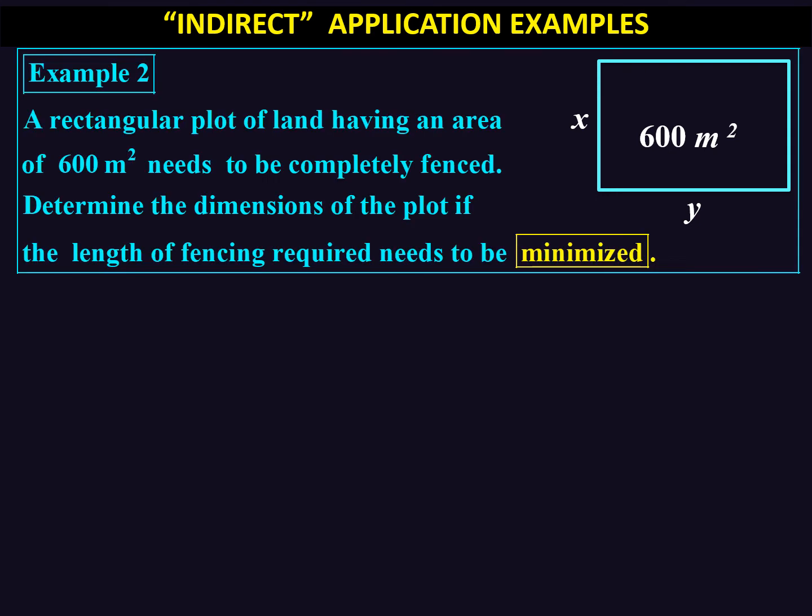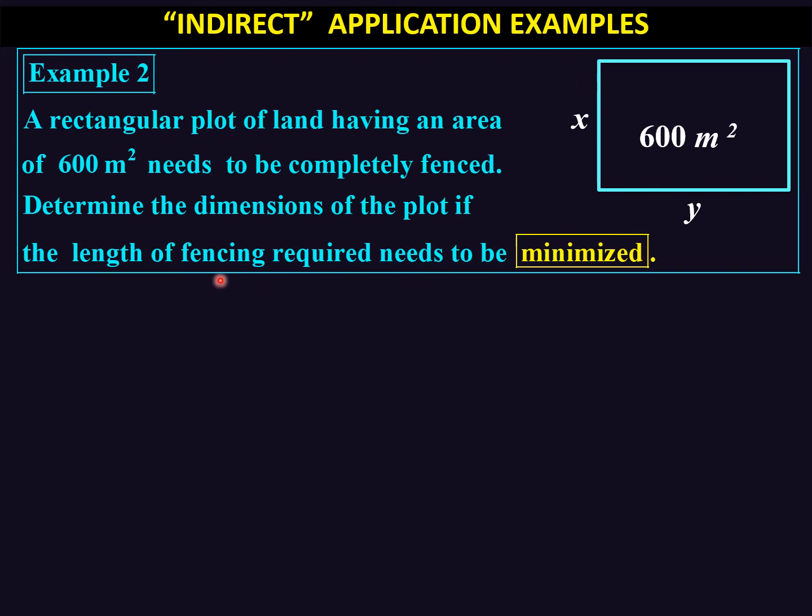Let's look at this problem here. We have a rectangular plot as shown here. There's a rectangular plot, and it has an area of 600 meters squared. Come quickly, tell me what's the area formula for a rectangle. This is easy stuff, grade 5. Length times breadth, right? Determine the dimensions of the plot if the length of... Let's read this. What do they mean by dimensions? That's right, the length and the breadth, or in this case our x and our y.